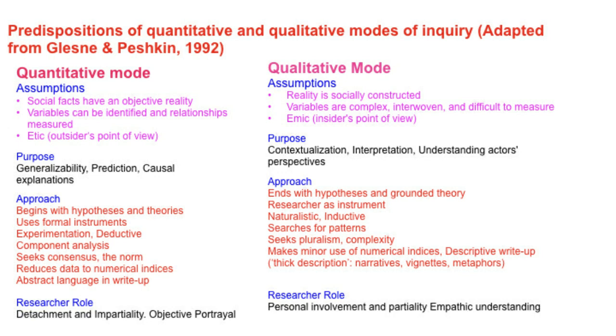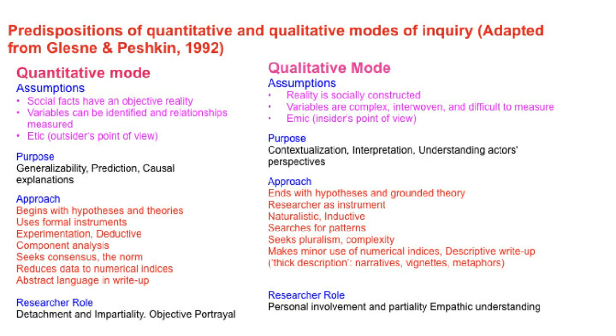Whereas in quantitative, we use formal instruments. In qualitative, the researcher is the instrument. It's a naturalistic setting, so it's not experimental. It's people in their natural settings. Inductive reasoning as opposed to deductive reasoning. Where in quantitative, it's components of the issue that are analyzed, whereas in qualitative it is a holistic thing.